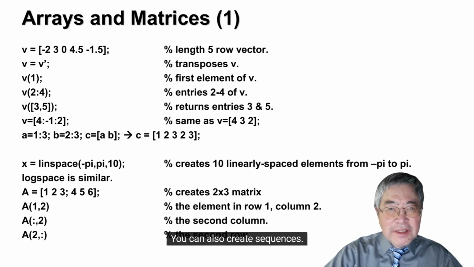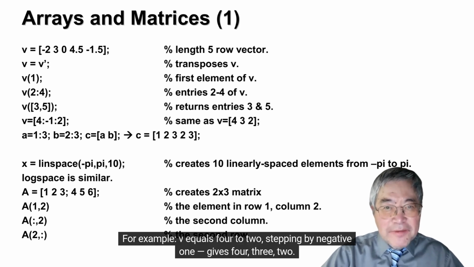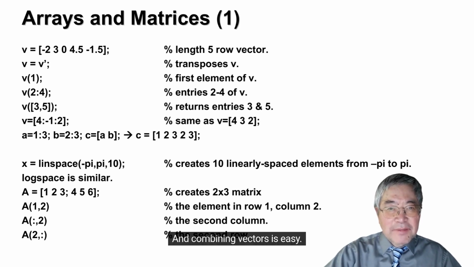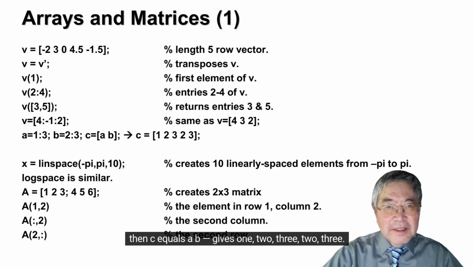You can also create sequences. For example, v = 4:-1:2, stepping by -1, gives 4, 3, 2. And combining vectors is easy. If a = 1:3 and b = 2:3, then c = [a b] gives 1, 2, 3, 2, 3.